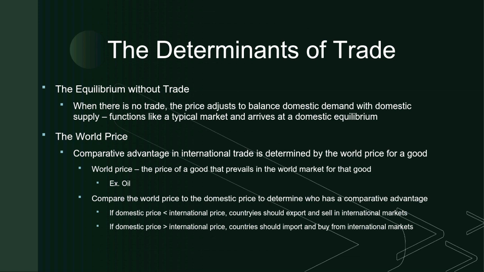So, how do we determine whether or not countries import or export? It's not simply a matter of is this country able to produce something or is this country willing to produce something? We think about comparative advantage in determining this. And one of the ways we can determine comparative advantage is simply to compare the domestic price to the international price. So if the domestic price is lower than the international price, it makes sense for countries to export and sell.